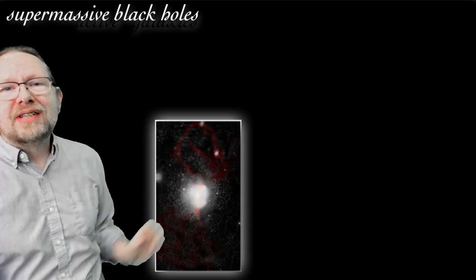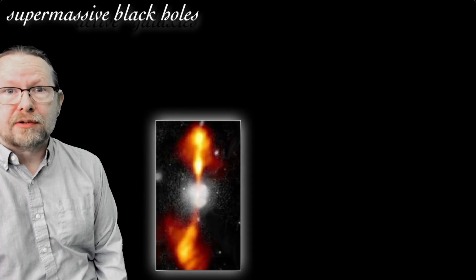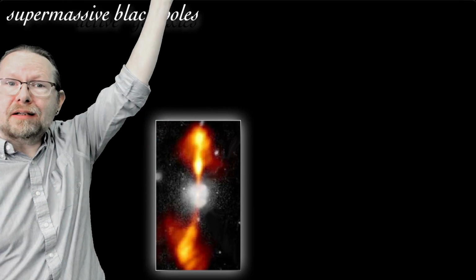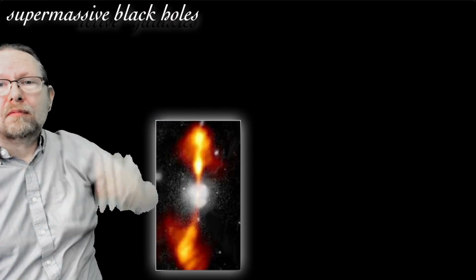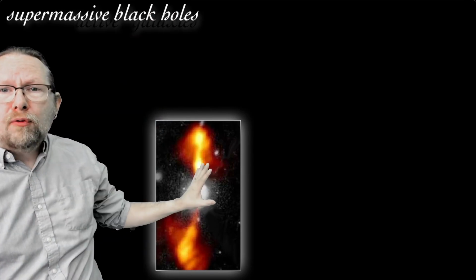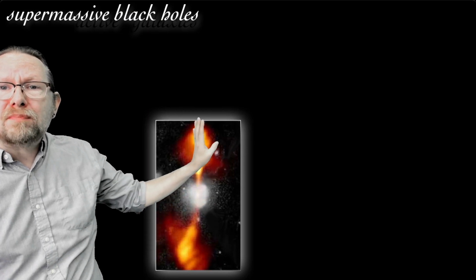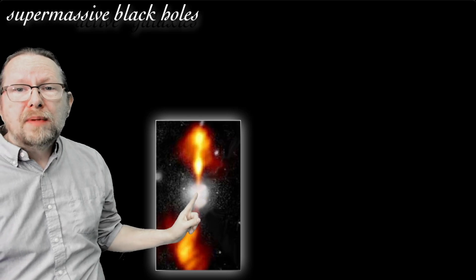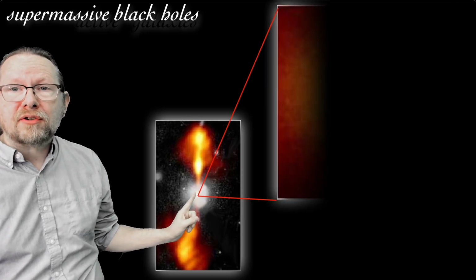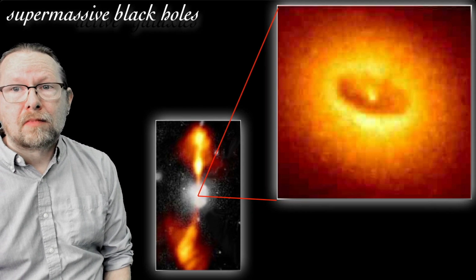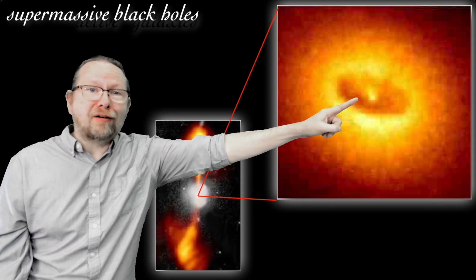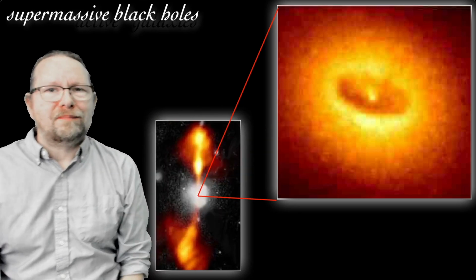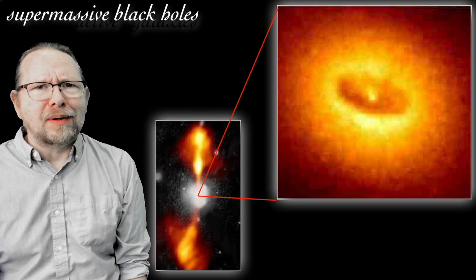If I take a picture of the same galaxy with a radio telescope, it looks like this. There is something shooting light, radio waves, out of this galaxy over hundreds of thousands, maybe even millions of light years of space. If I zoom in on the center of this galaxy with a radio telescope, I see this. Something very small, very dense, with a ring of material orbiting around it. That has got to be a black hole.